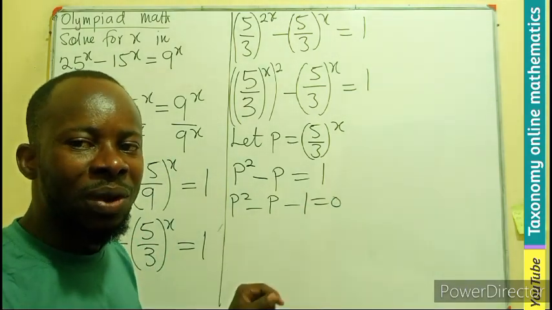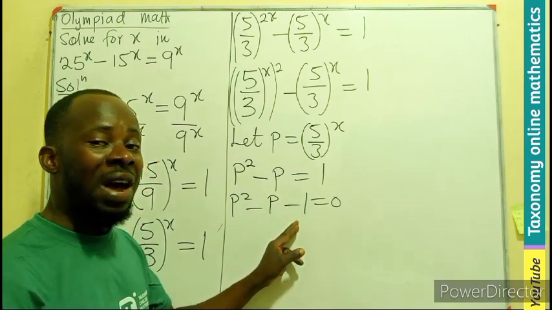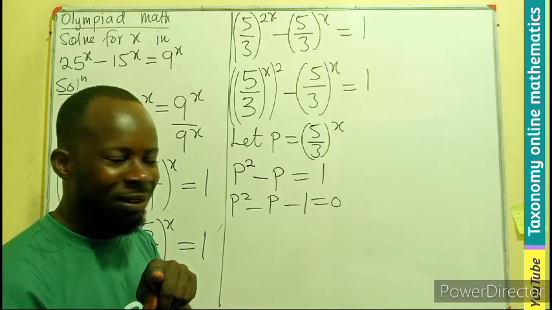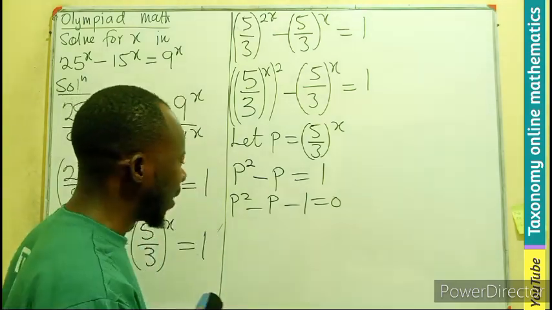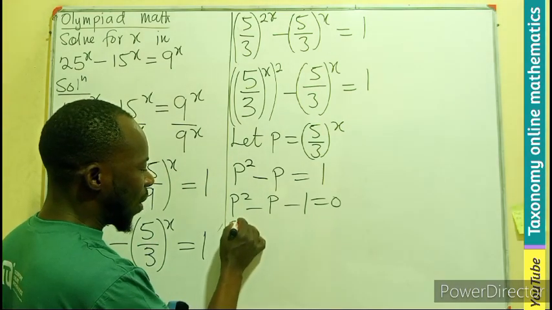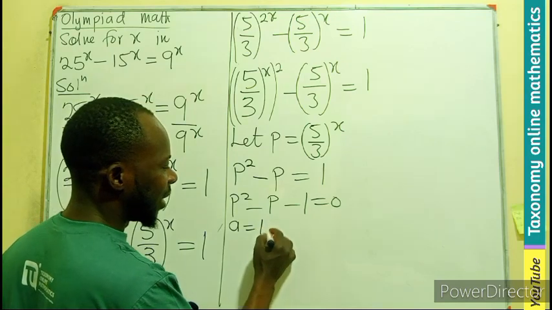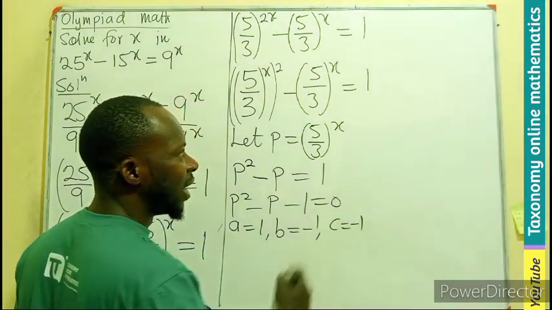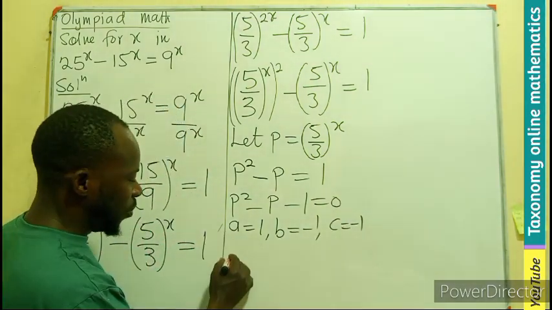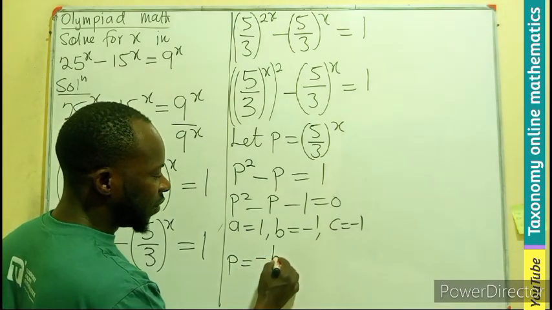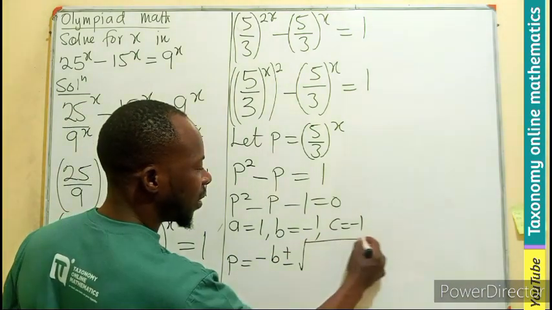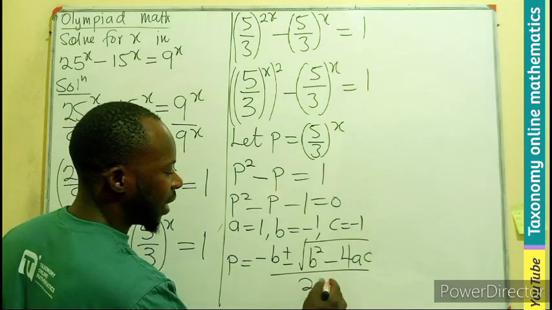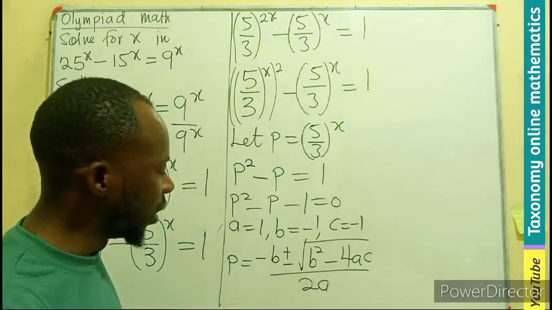You know, this is a quadratic equation. So we are looking for factors of -1 that, when you add, you get -1. You can't get those factors, so let's use the quadratic formula. In this case, our a is going to be 1, our b is going to be -1, and our c will also be -1, right? So p equals -b plus or minus the root of b squared minus 4ac, all divided by 2a. I believe you can recall this formula.